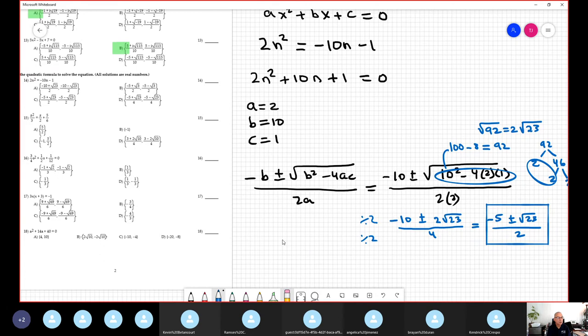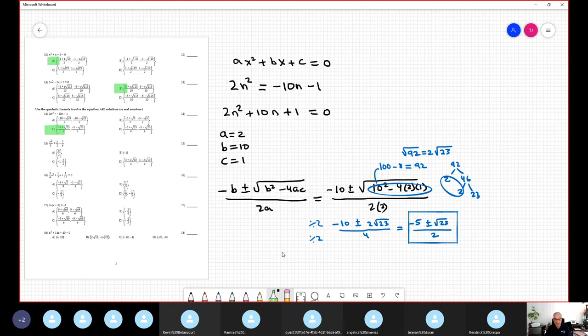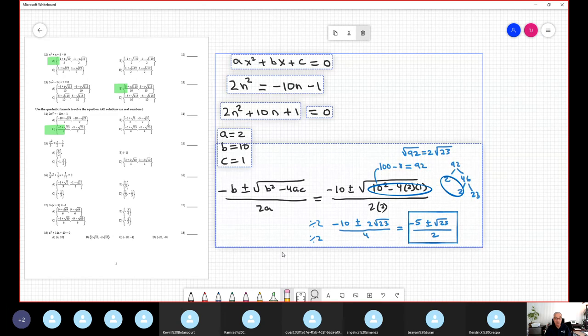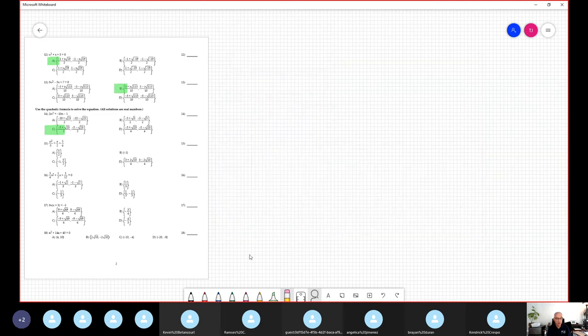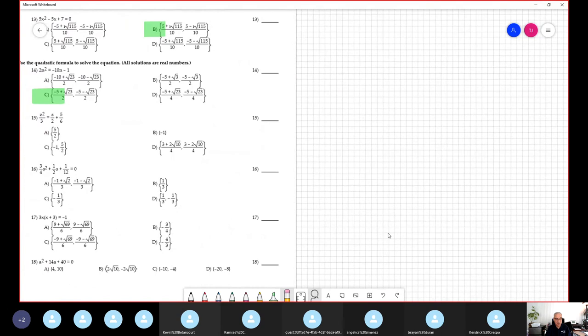Negative 5 plus or minus radical 23 over 2 is option C, I guess. Wow, too much. Do you follow me? Okay, remember, in these more complicated cases, you do not have the original equation expressed in standard form. Therefore, you cannot determine a, b, c. If you try to, you are in big trouble. So you organize it in standard form, and this is the moment you see clearly who is a, b, c. Okay, number 15 is similar but includes fractions.